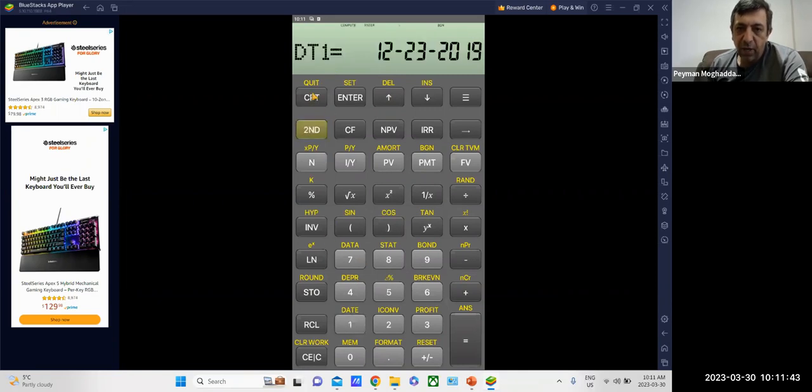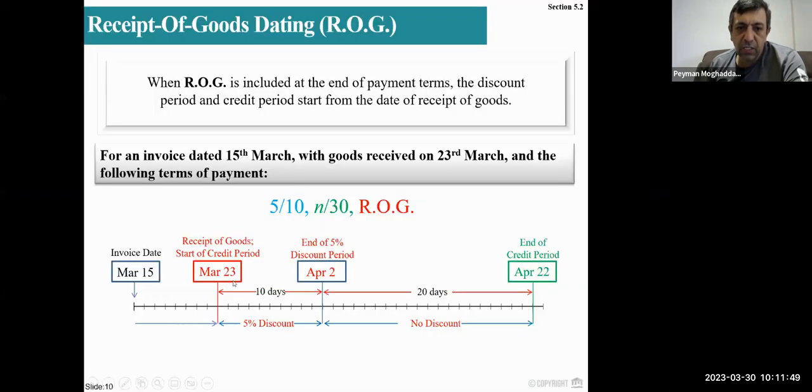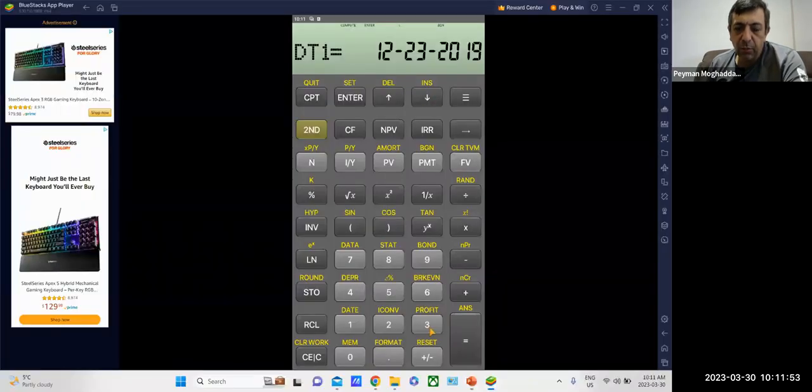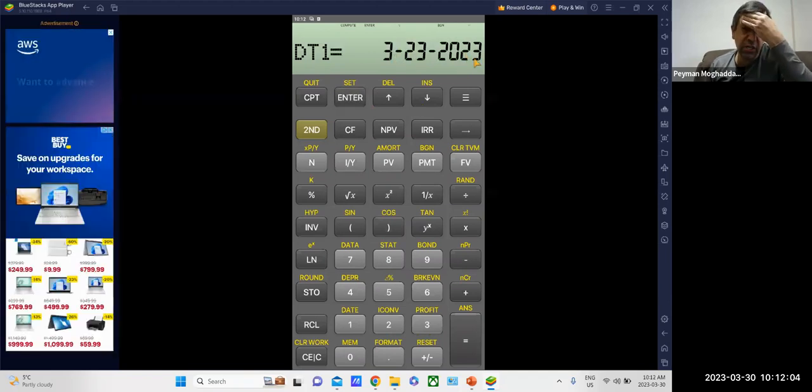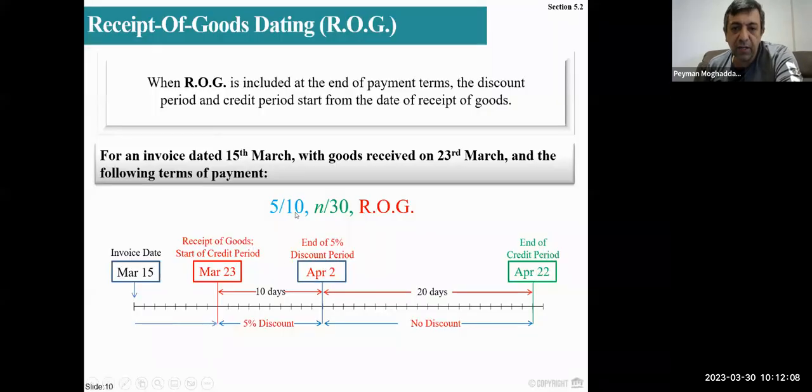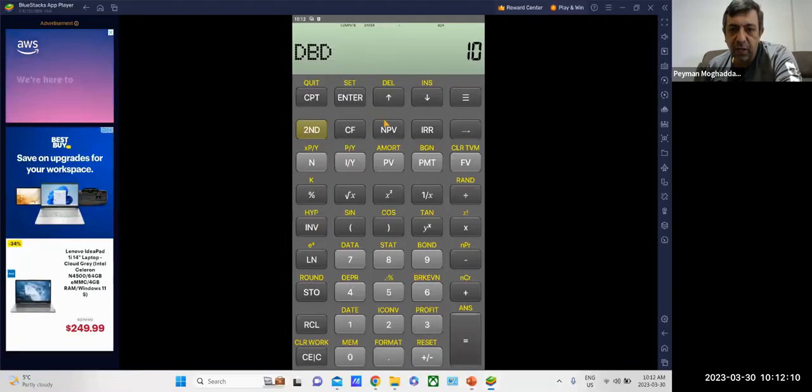You go to date: you have date 1, date 2, and number of days. So you can play with day 1. The date 1 is here, March 23rd. March is going to be 23, and let's say it's year 23. So 23rd of March, year 23. Now the number of days is 10, right? 10 for the first one.